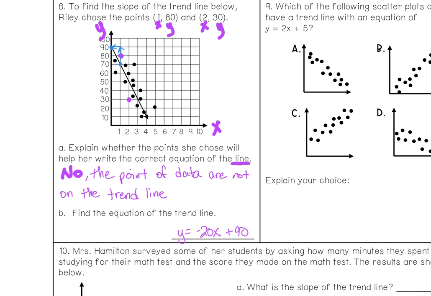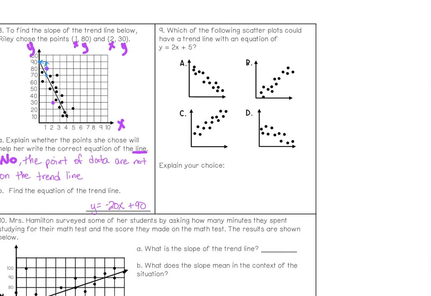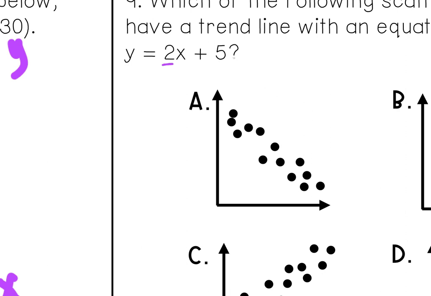Good job, guys. Okay, number 9. Which of the following scatter plots could have a trend line with an equation of y equals 2x plus 5? So it's not going to be exact, but you're looking at each of these and you are paying attention to 2 things. What do you think those 2 things are? Yes, this and this. The 2 represents the what? M, which is slope, good. And the 5 represents what? Y-intercept.